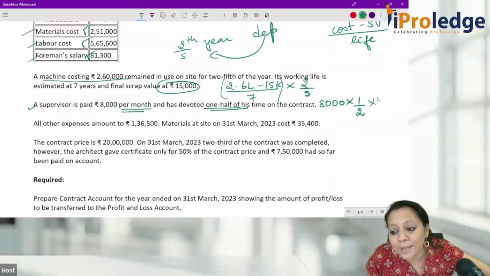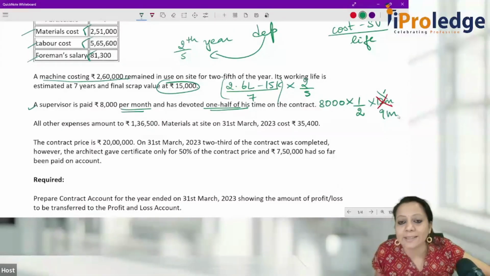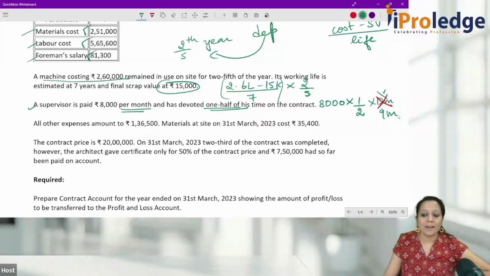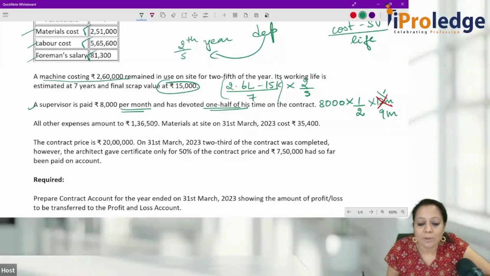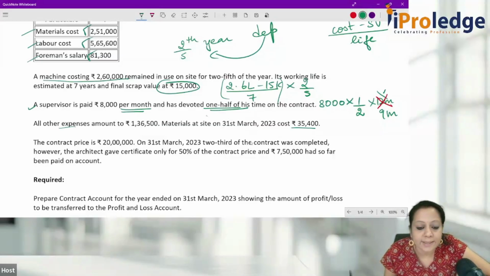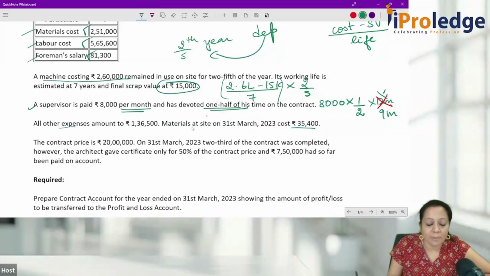Some students are doing it into 12 months. No. We should do it from July to March. Only 9 months are there. That is how we should do. Understanding now, everyone? Wonderful. All expenses amount to 1,36,500. That is other expenses. Materials inside it is given. So up to now, whatever amounts we have, everything will be in the contract account format only.